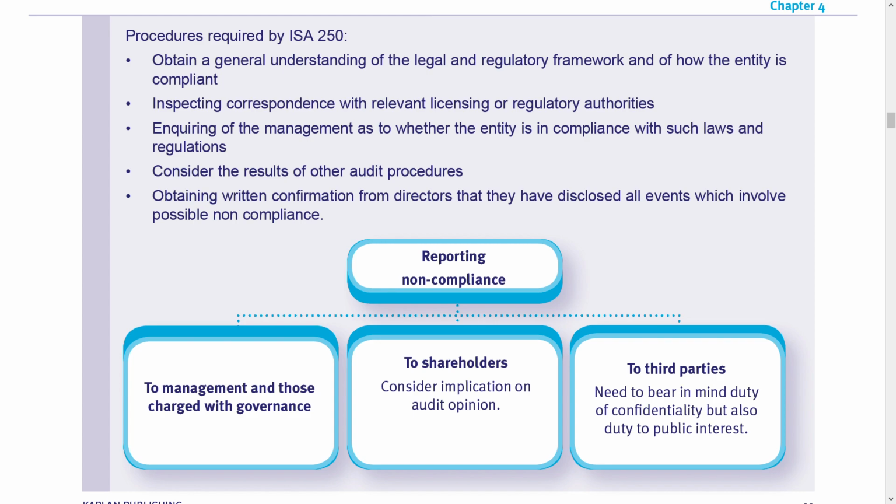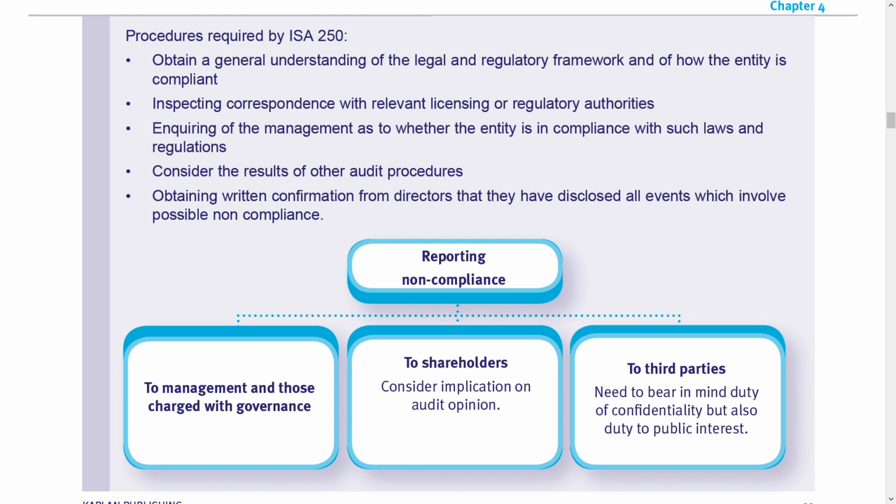Number 5, obtaining written confirmation from directors that they have disclosed all events which will involve possible non-compliance. Okay, directors are confirming that they have disclosed all the events that involve non-compliance. How do the auditors report this non-compliance? They report this to 3 parties. One is the management and those charged with governance. The other one is the shareholders. The other one is the third party.